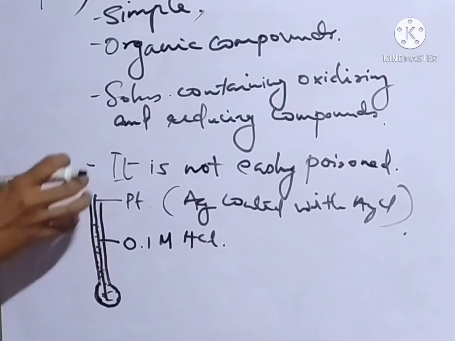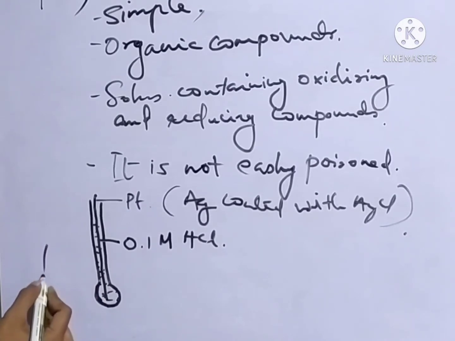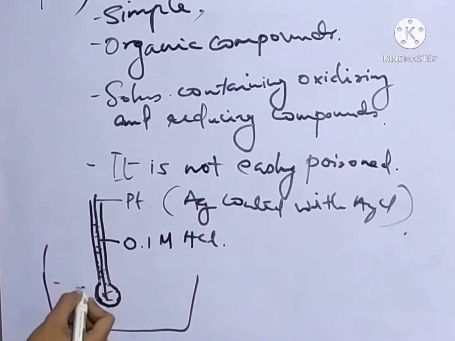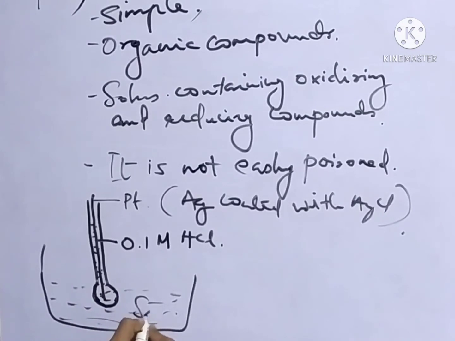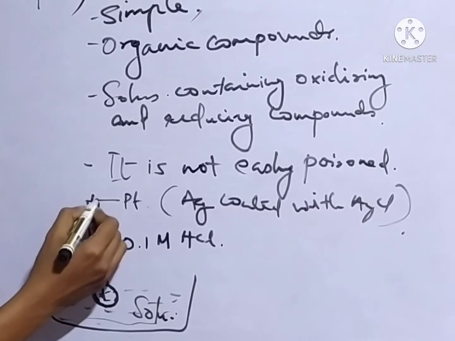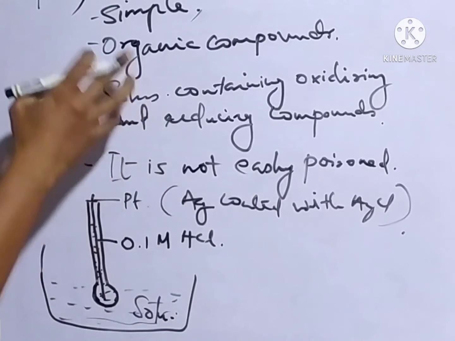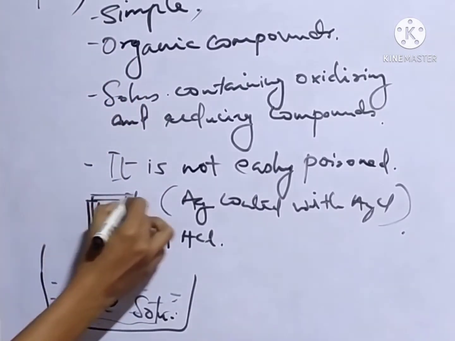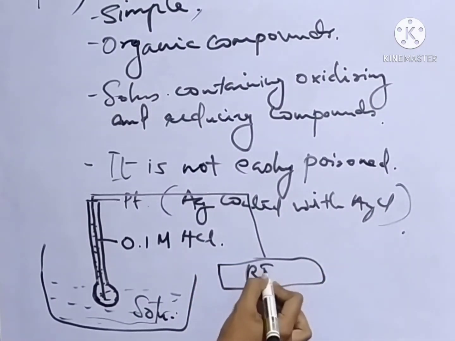So this is the glass electrode, and this is dipped into a solution having unknown pH. So this is the solution having unknown pH. Now if you want to find out the pH of this particular solution, we have to measure the EMF of the cell. So we have to pair this half cell with another reference electrode. From the EMF value, we can find out the pH.